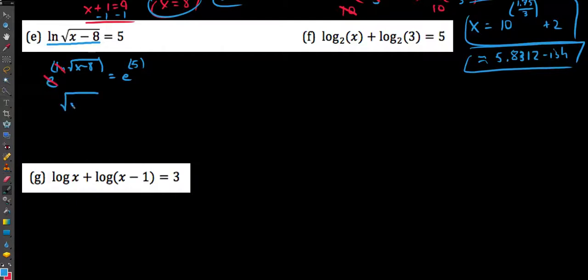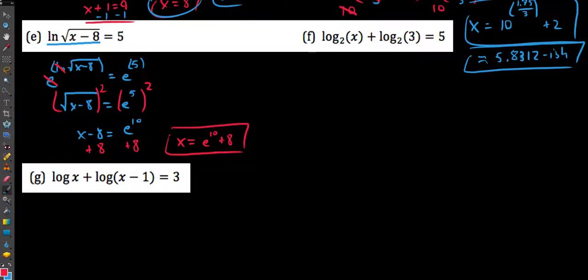So we get left with this square root of x minus 8 equals e to the 5th, and from here we're just going to take into account normal solving techniques. So squaring our square root to get rid of the square root and get the x on the outside, e to the 5 to the 2 is e to the 5 times 2, which is e to the 10, and then the only thing left to do here is add the 8. And so we actually get an exact value of e to the 10 plus 8.